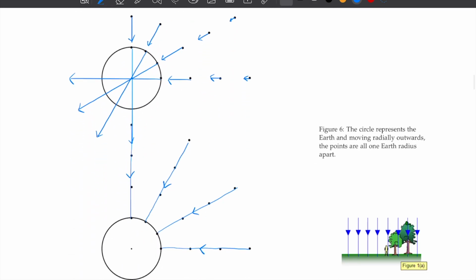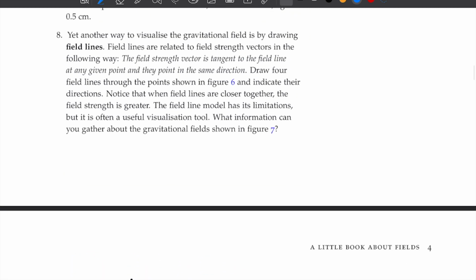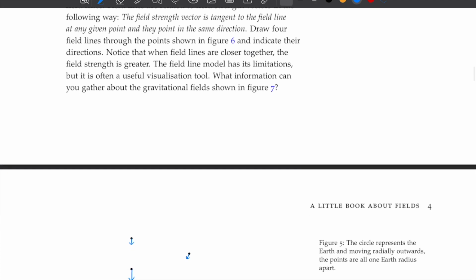Notice that when the field lines are closer together, then the gravitational field is stronger. When the field lines are further apart, then the field is weaker. Okay. So the field line model is quite a useful way of visualizing fields. It has its limitations, but it's pretty useful.